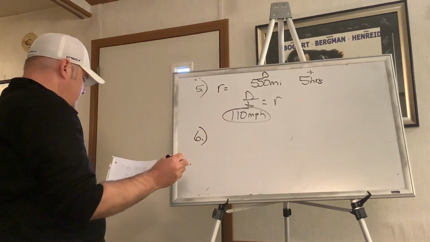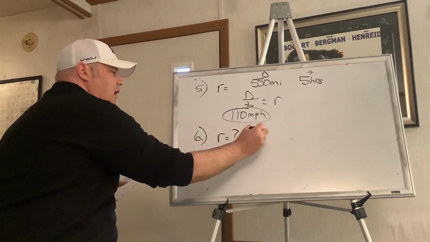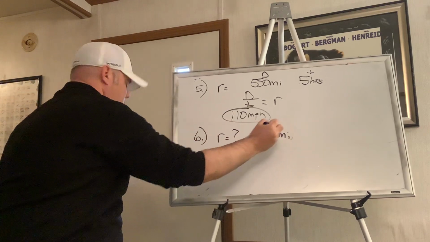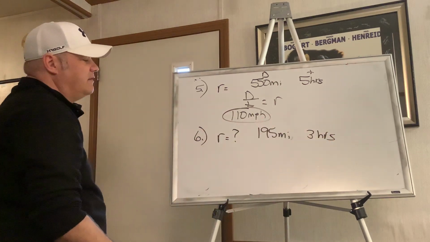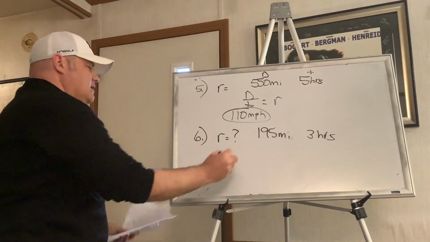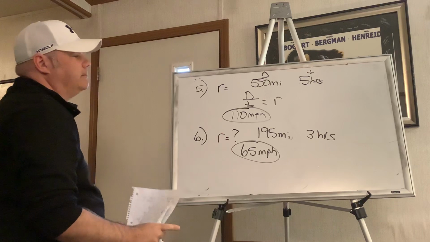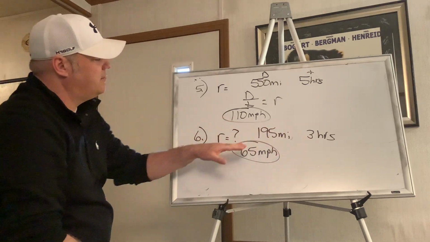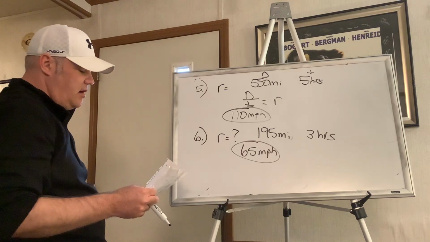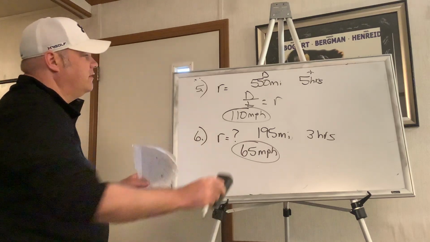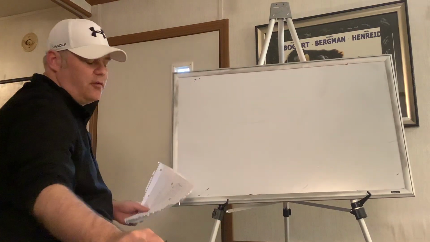And the last one is you needed to know your rate, and you went 195 miles, and it took you 3 hours. So you do 195 divided by 3, and you get 65. You were going 65 miles per hour. Okay? So 195 divided by 3 is 65 miles per hour. So that was those solving for different letters on the equation, on that formula.